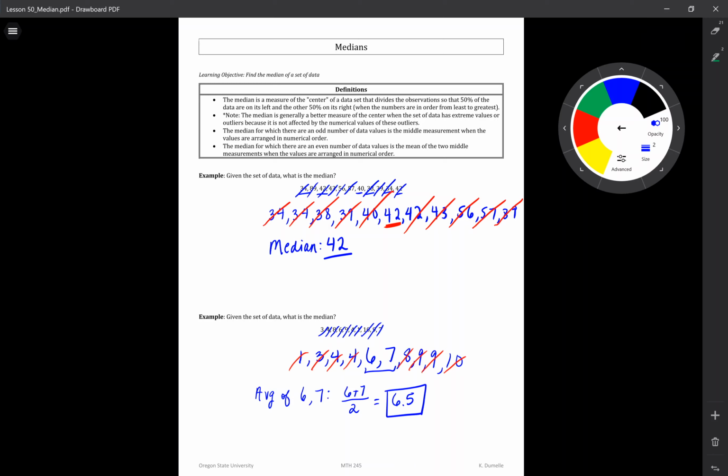If I have an even number of data values, I will have to take the mean or the average of the middle two pieces of data. All right, that's all about medians.